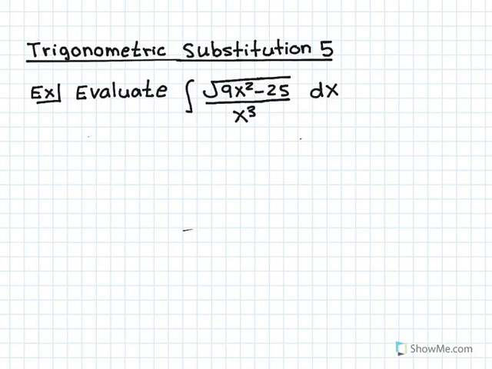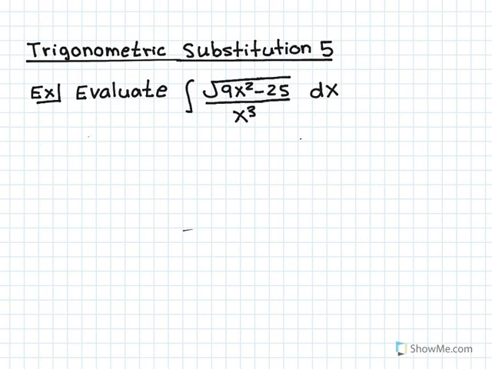In this video, we're going to look at another example of trigonometric substitution. This will be a secant substitution. Here we have the integral of the root of 9x squared minus 25 divided by x cubed, integrated with respect to x. So we notice the numerator is the root of 9x squared minus 25. That is variable squared minus constant squared. We can write 9x squared minus 25 as (3x) squared minus 5 squared.